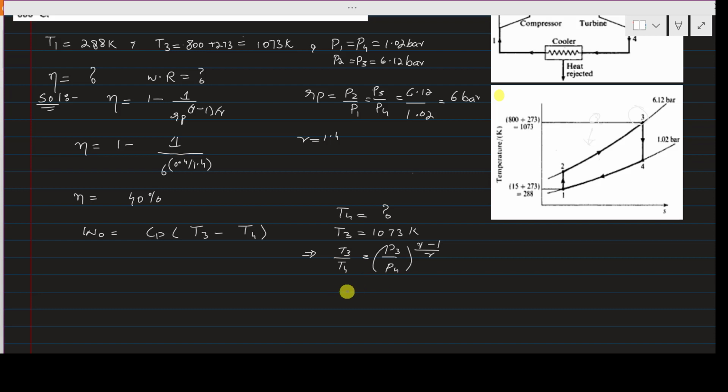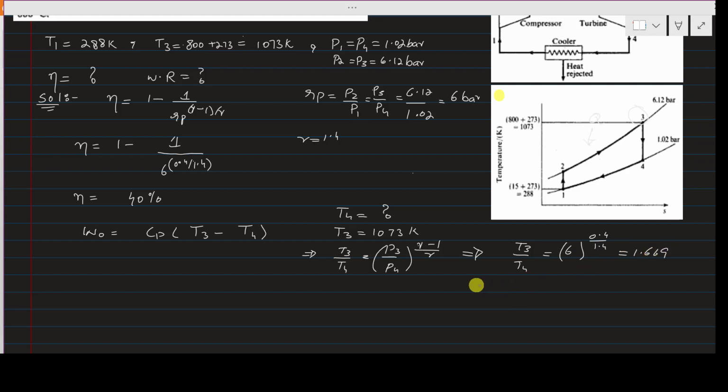Okay, so T3 divided by T4 is equal to, what is P3 by P4? That is simple, 6, raised to gamma. Gamma is 1.4, so when you subtract 1 from it, it becomes 0.4 divided by gamma, that is 1.4. After using the calculator, you will get its value as 1.669, roughly.